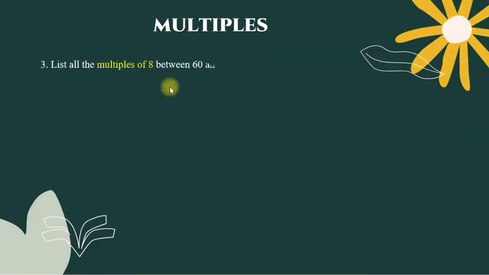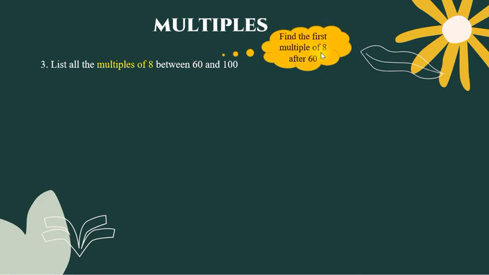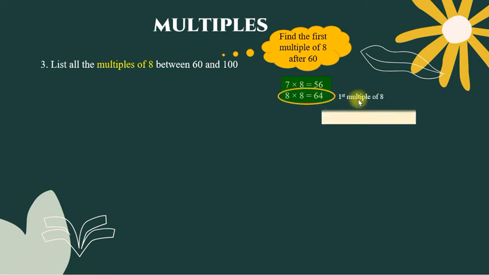Okay, number 3, list all the multiples of 8 between 60 and 100. If you want to list down, you list down the multiples of 8 starting from 1 until you find the first multiple of 8 after 60. So I just take this one. Okay, 56. 7 times 8 is 56 and then 64. Because we want between 60 and 100, it should be after 60. So this is the first multiple of 8 in this range.